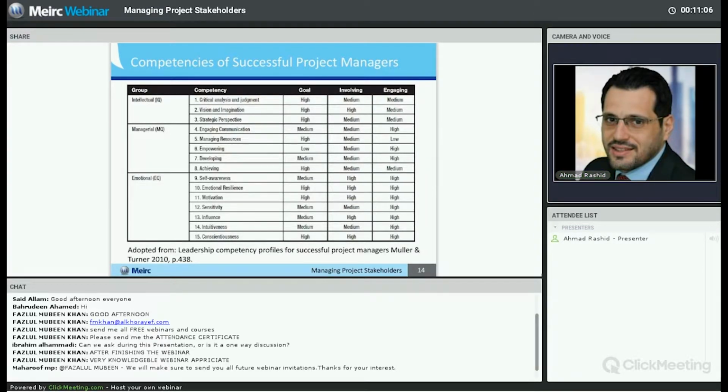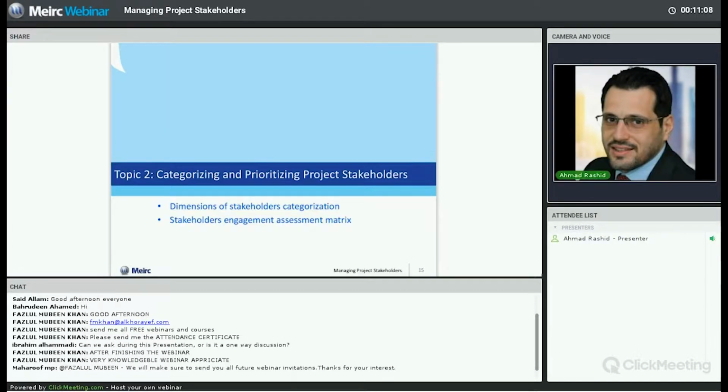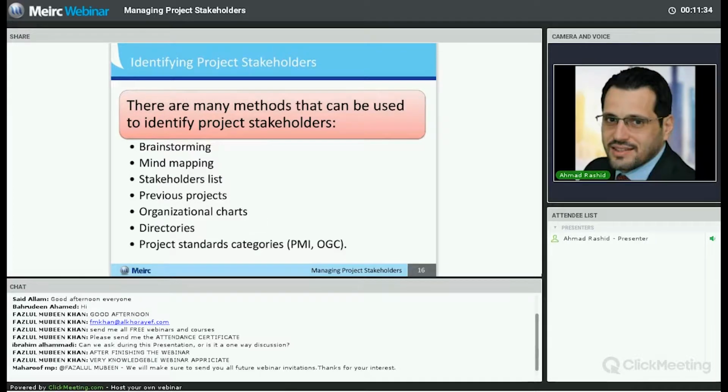Let me move now to topic number 2, which has to do with categorizing and prioritizing your project stakeholders. So basically, this will be topic number 2, and we'll talk about the dimensions of stakeholder categorization, how to categorize your stakeholders, and then how to engage with them. I'll introduce 2 tools here that will be very beneficial for you when you are categorizing and prioritizing your project stakeholders. So let me start with the first thing, which is identification of your project stakeholders.